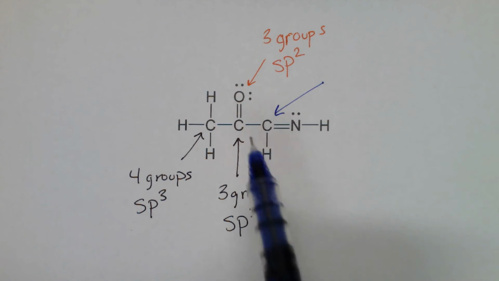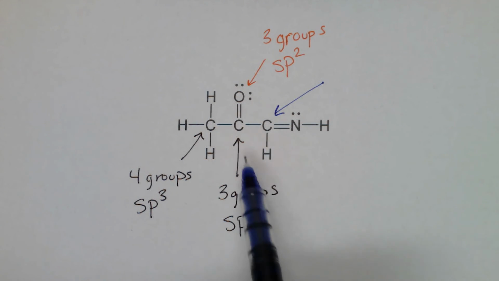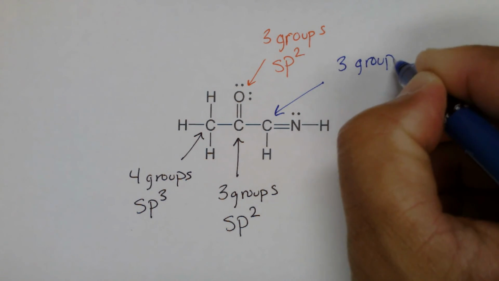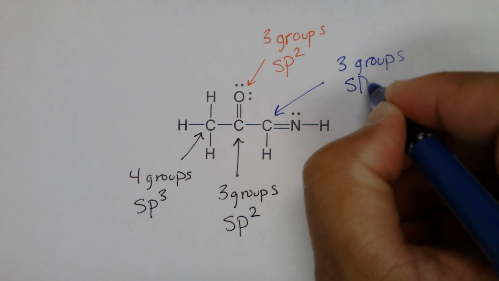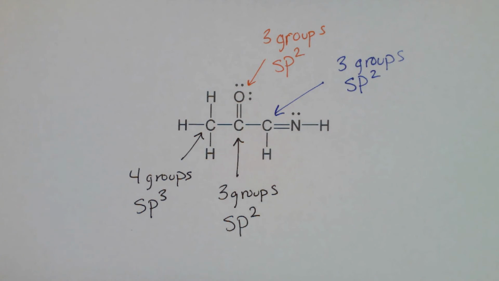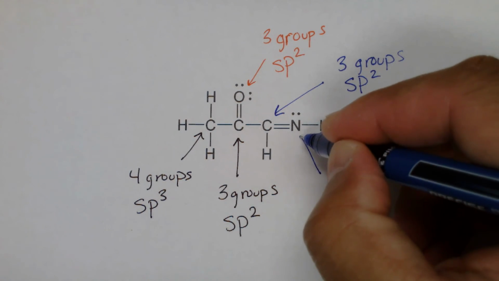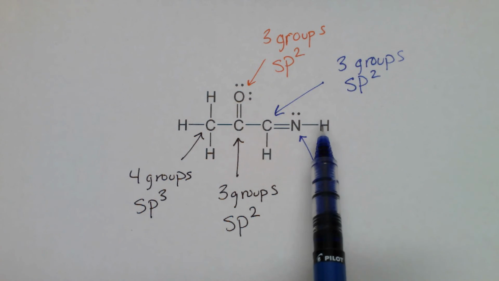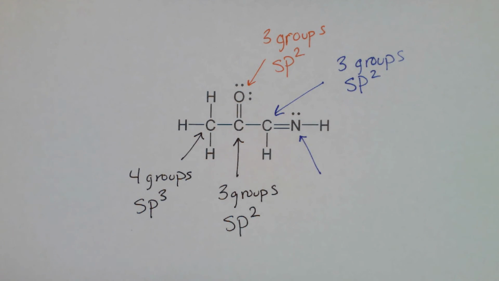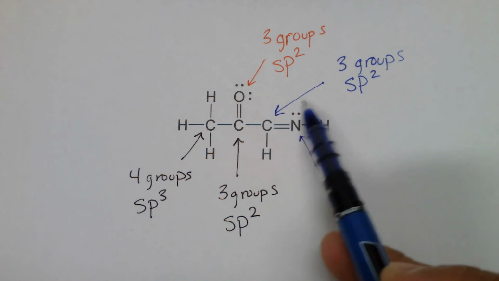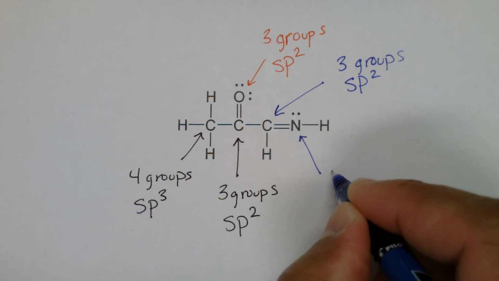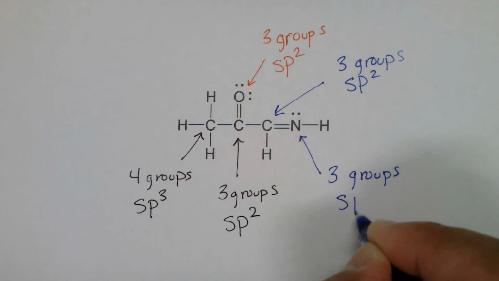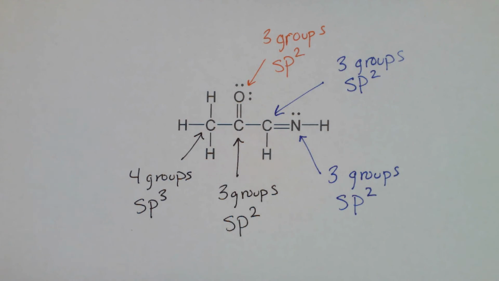We'll look at the next carbon atom. This carbon atom has 3 atoms around it and no lone pairs. We'll call that 3 groups. This carbon is sp2. And here at the end, here's a nitrogen. It has 2 atoms around it. Those atoms are connected by sigma bonds, so we'll call that 2 groups. It also has 1 lone pair, and so this is 3 groups. And so we'll call this sp2. Each group must have a hybrid orbital.